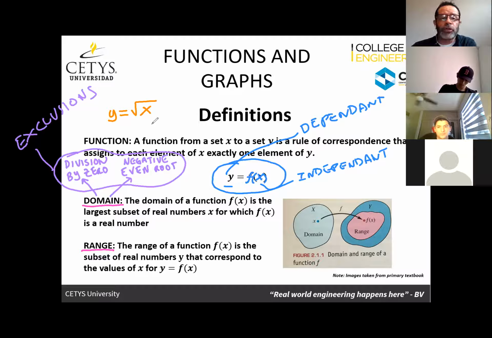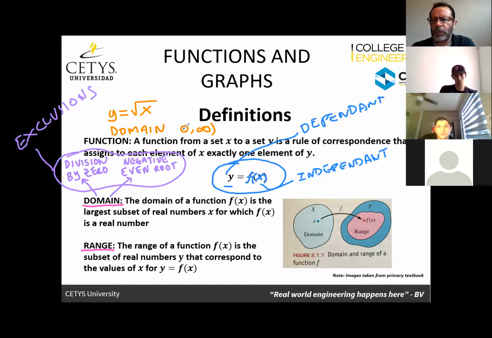No. So what is the domain of this function? It's going to be all of the possible values of X that don't generate a negative root. This would mean that the domain is from 0 to infinite. Now, Daniel, is the 0 included or not? Is the 0 a possible value that X can have? Yes or no?